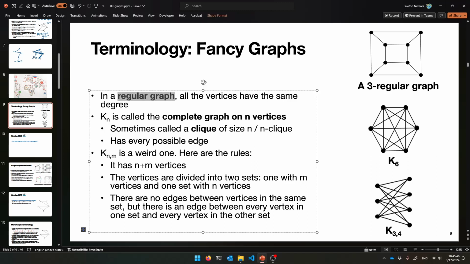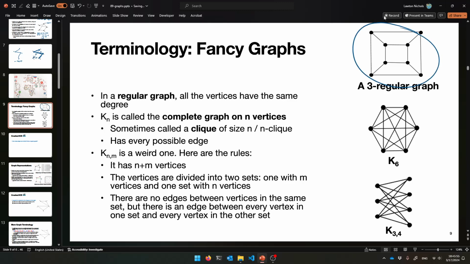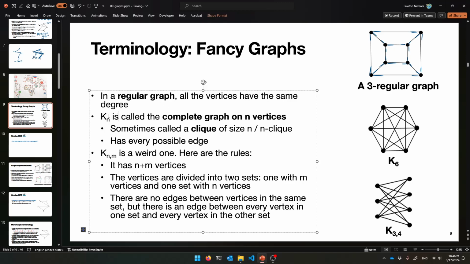So a regular graph is one where all the vertices have the same degree. Here is a graph where every vertex's degree is 3, and so we call that a 3-regular graph. They all have 3 edges coming out of each of them. And so it's really easy to solve for how many edges there must be if you know the vertices: it's 3 times the number of vertices, over 2 because you double counted. So that's interesting. That's a regular graph.